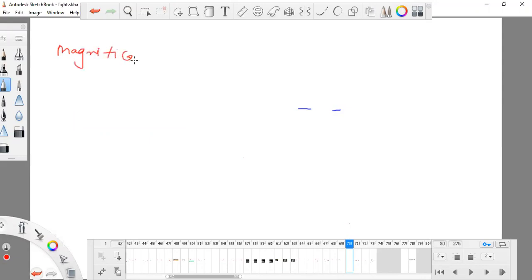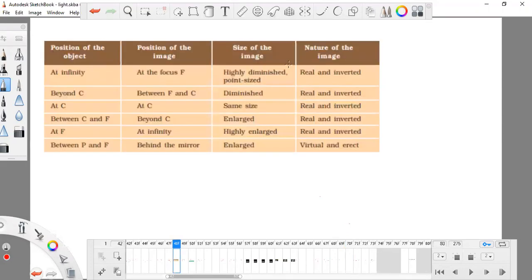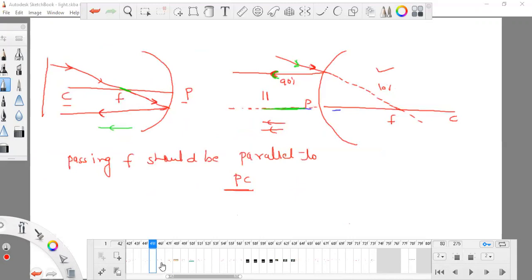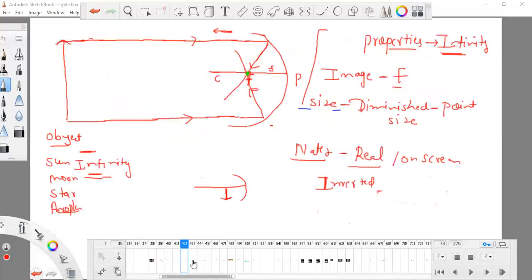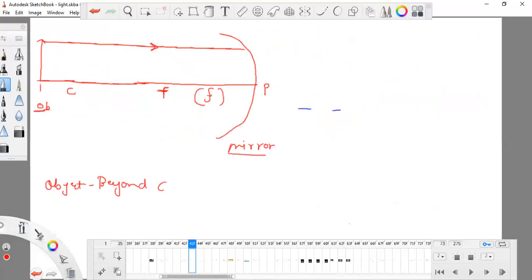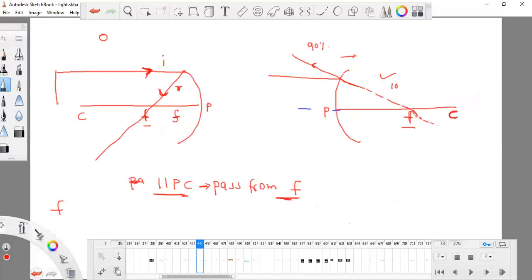Now what is magnification? Magnification is about the size. Highly diminished, same size, enlarged, highly enlarged. So how was the object and how are the images forming? Let me tell you, because we did this in a very good manner. In this case the object was this huge and the image was so tiny.